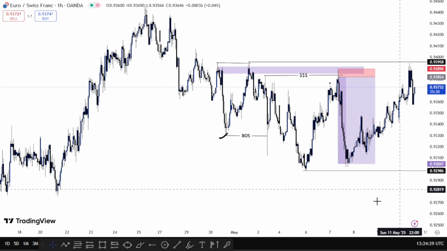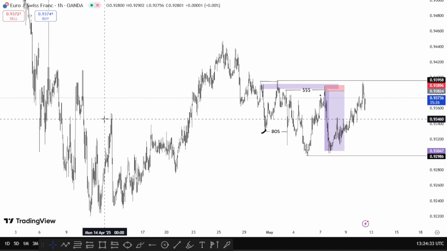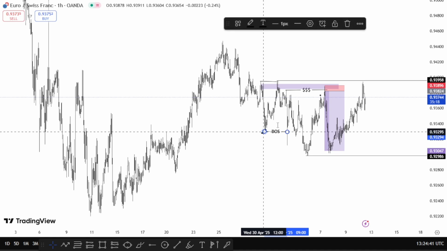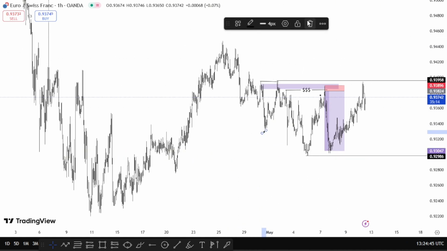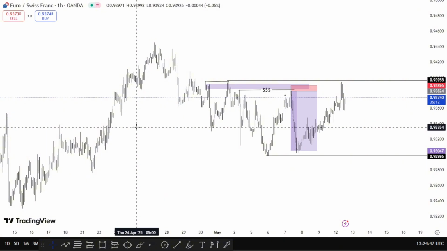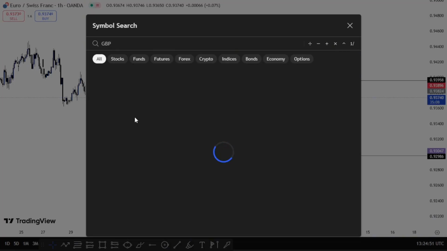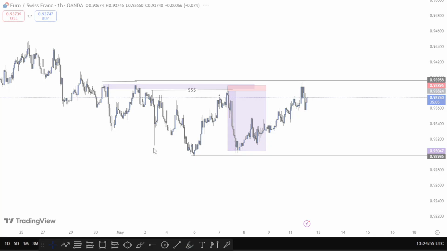You need multiple time frame analysis or top-down analysis to increase your win rates, stay consistent, and trade in alignment with the trend. If you're not doing any of this, you're trading the market in the wrong way. So now let's look at JPY. Let's see what we have on the Japanese yen.